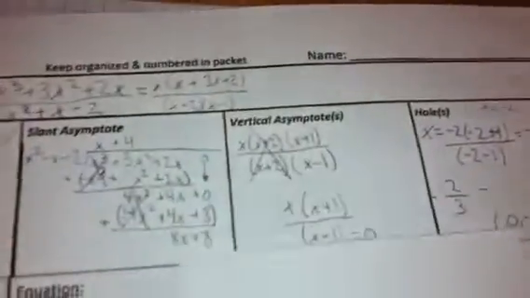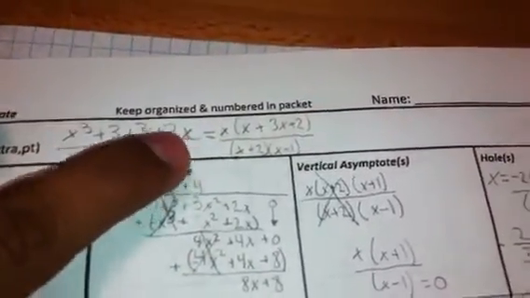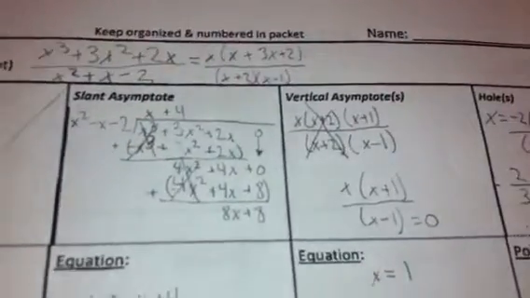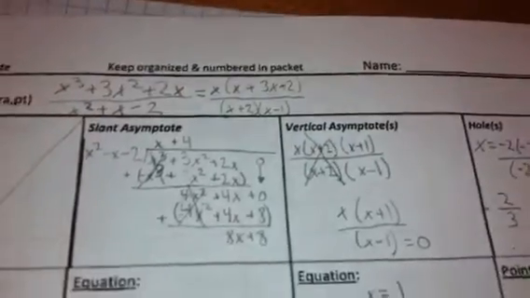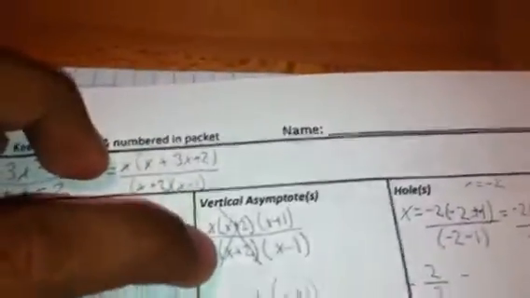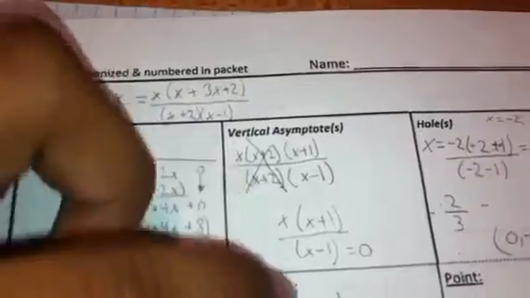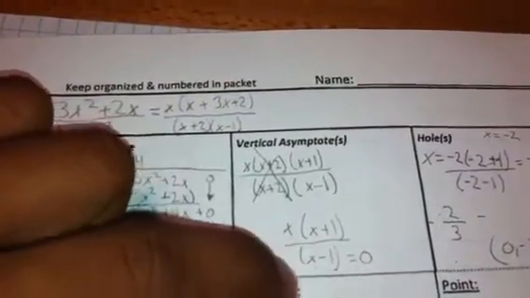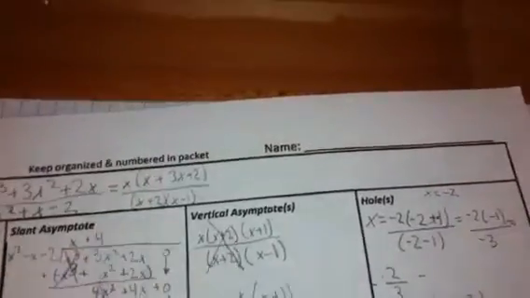Our vertical asymptote: after we factor this out, we can factor it again, and we get x(x + 2)(x + 1) over (x + 2)(x - 1). We can go ahead and cross out x + 2, and we're left with x(x + 1) over (x - 1).